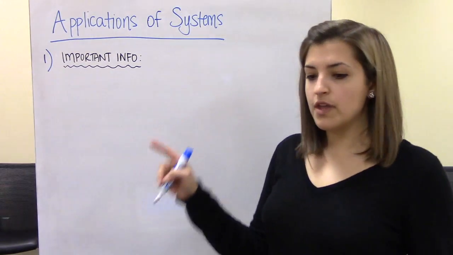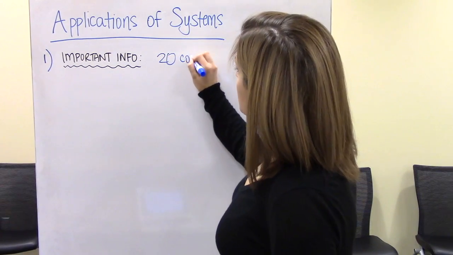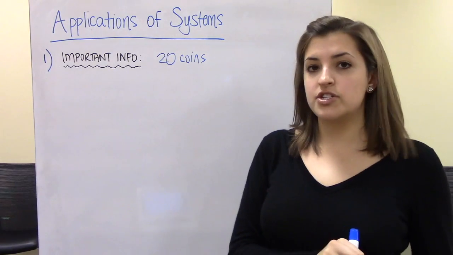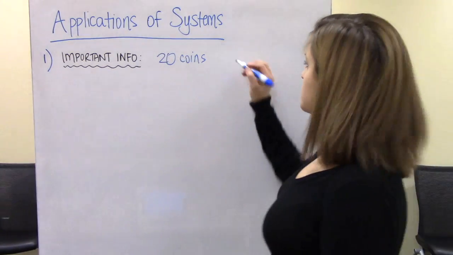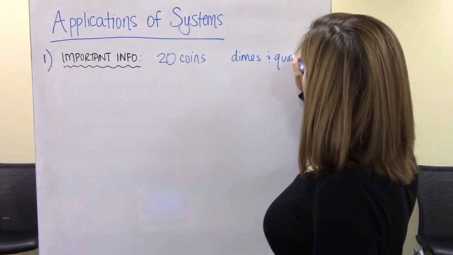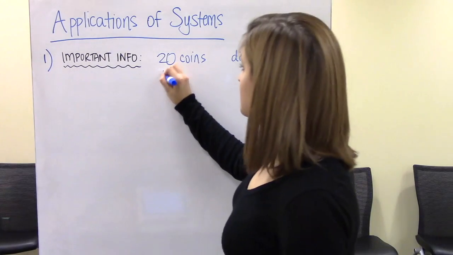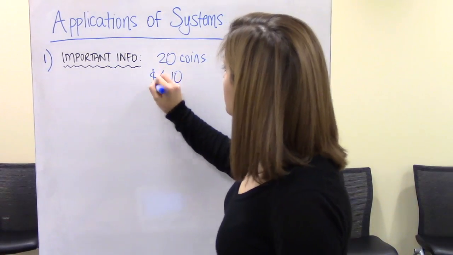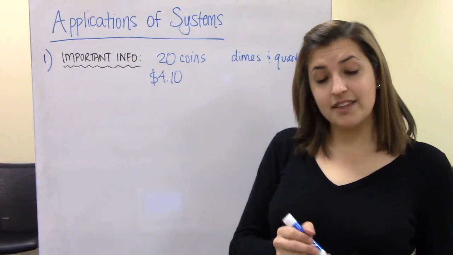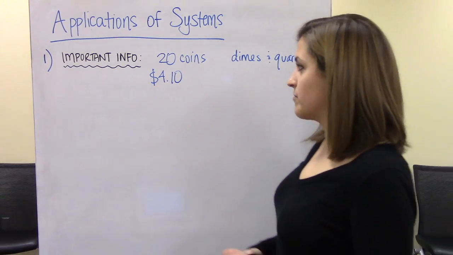So important info, Ben tells his sister Katie he is holding 20 coins, all of which are either dimes or quarters. So dimes and quarters. The total value is $4.10. So $4.10. And he tells his sister Katie that if she can guess how many of each coin, he'll give the money to her. So we have to solve this problem for Katie.